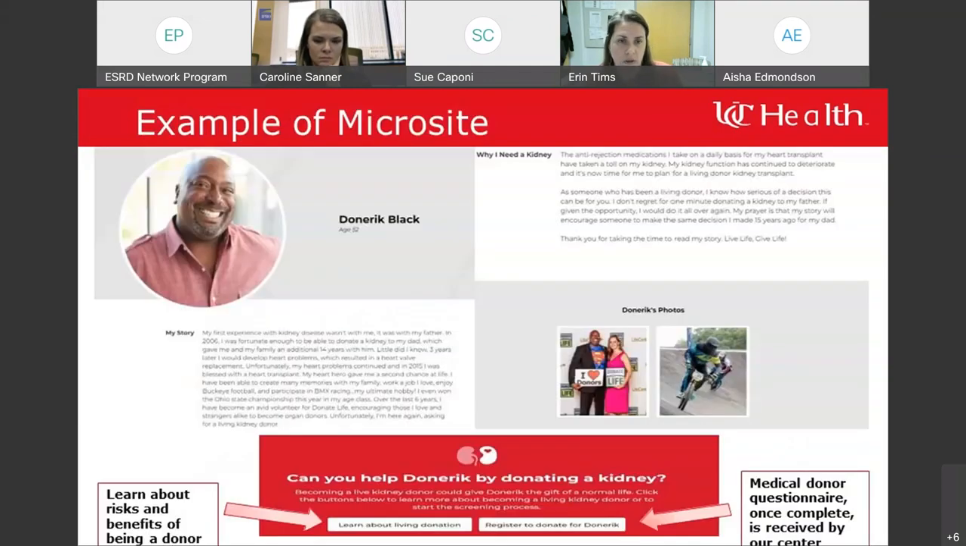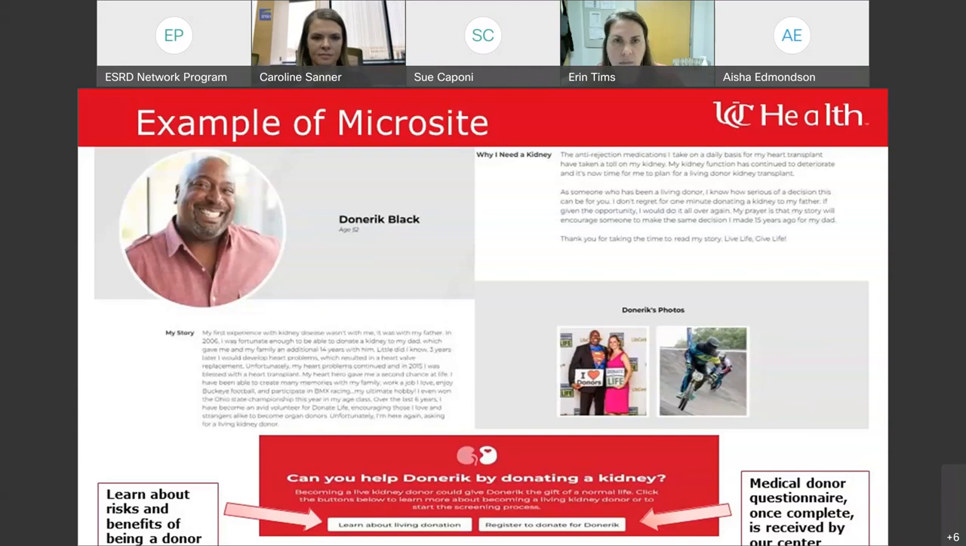So this is an example. It would have a picture of you. You would share your story. You would share why you need your kidney. And then there's a part where you could put more pictures, family pictures, grandkids, children, things like that, the things that you want to do. And on the bottom of the page is this red box where you can learn more about becoming a living donor, even if it's not for this person specifically, just understanding what it is. And then actually registering to donate for this specific person.